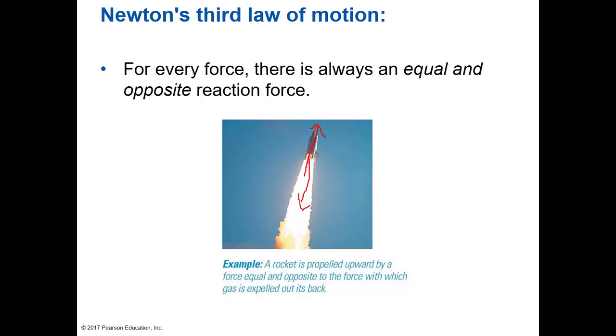If I hit onto the wall, it hits back to me with exactly the same force. If I'm hitting the wall with 10 Newtons, the wall hits back to me with exactly 10 Newtons. So it's exactly equal and opposite force. That's what Newton's third law of motion is.